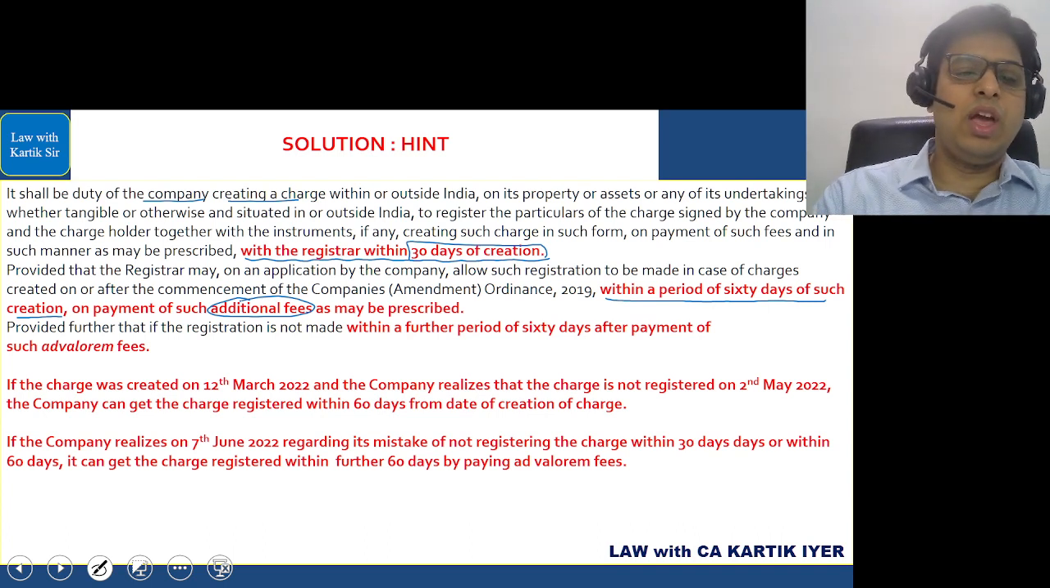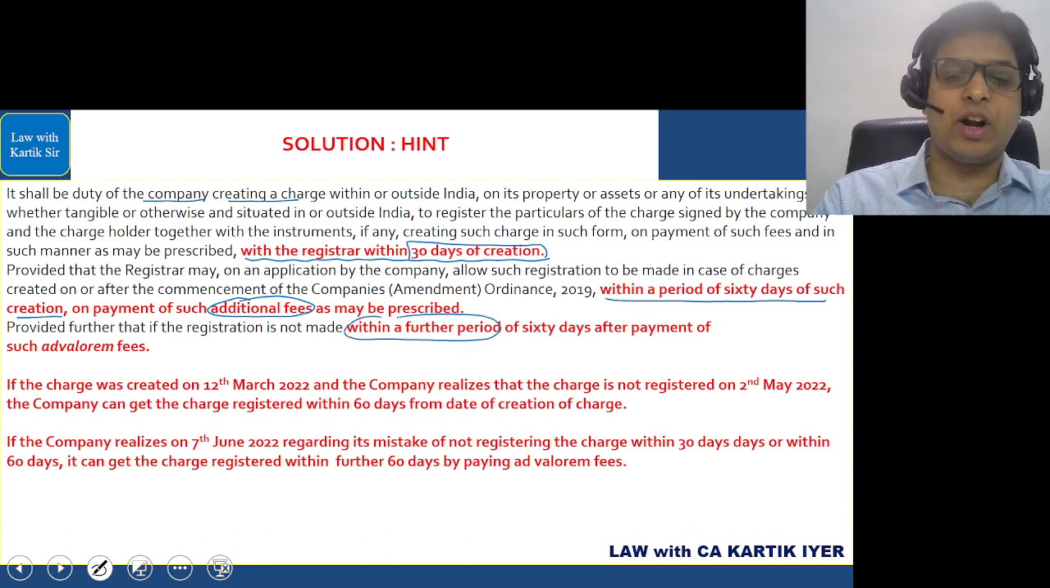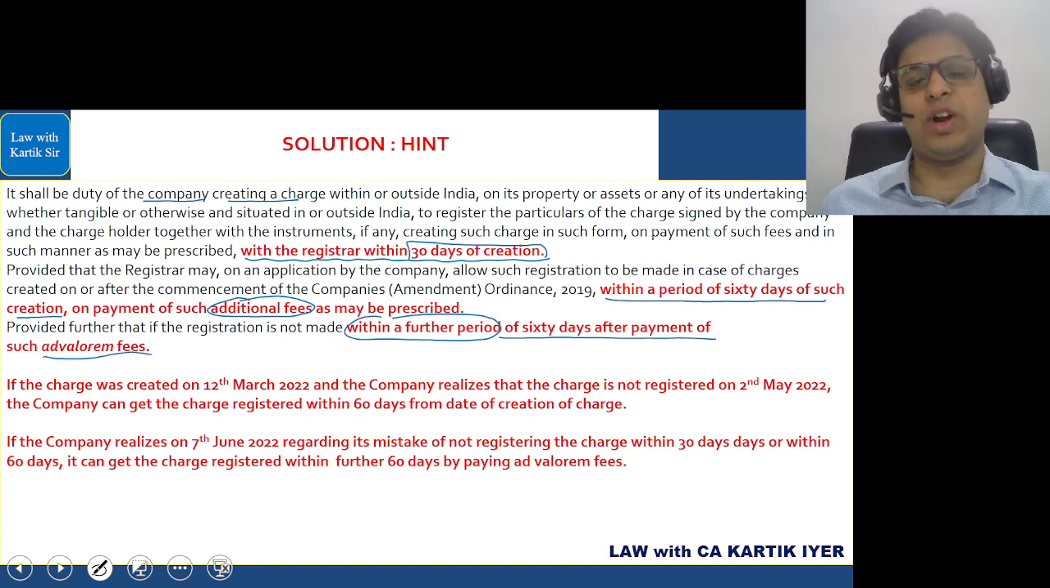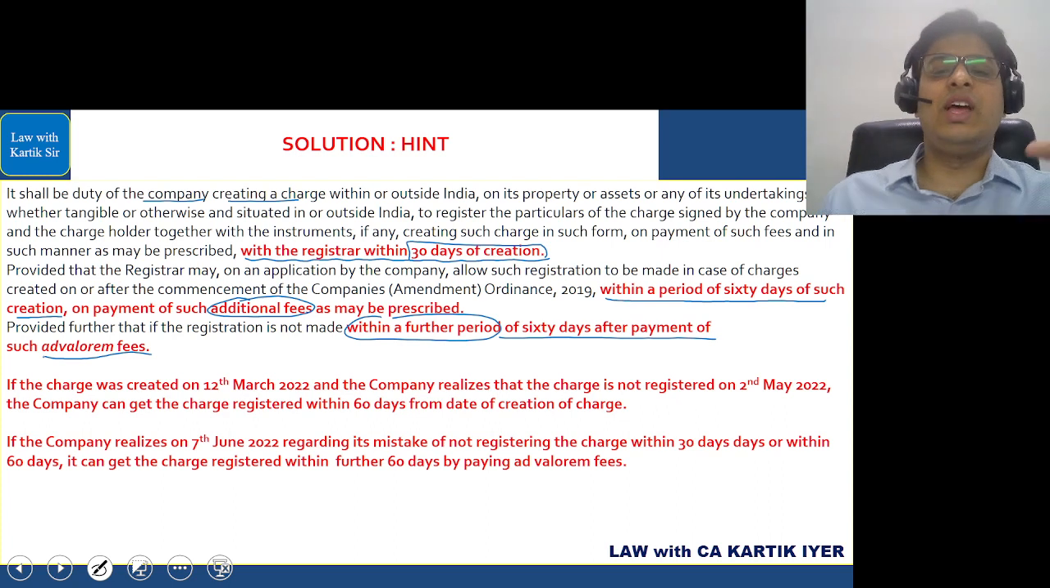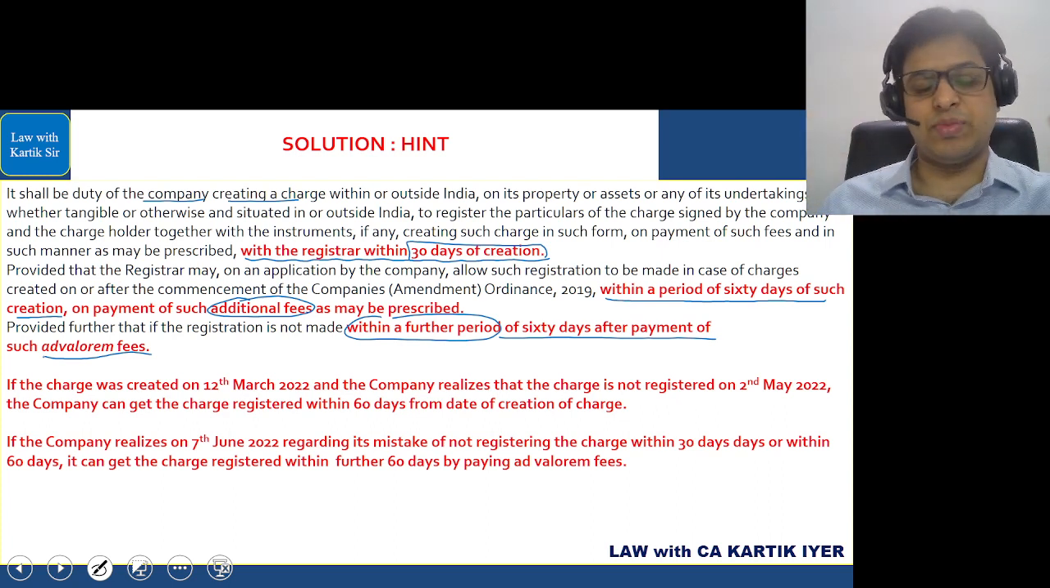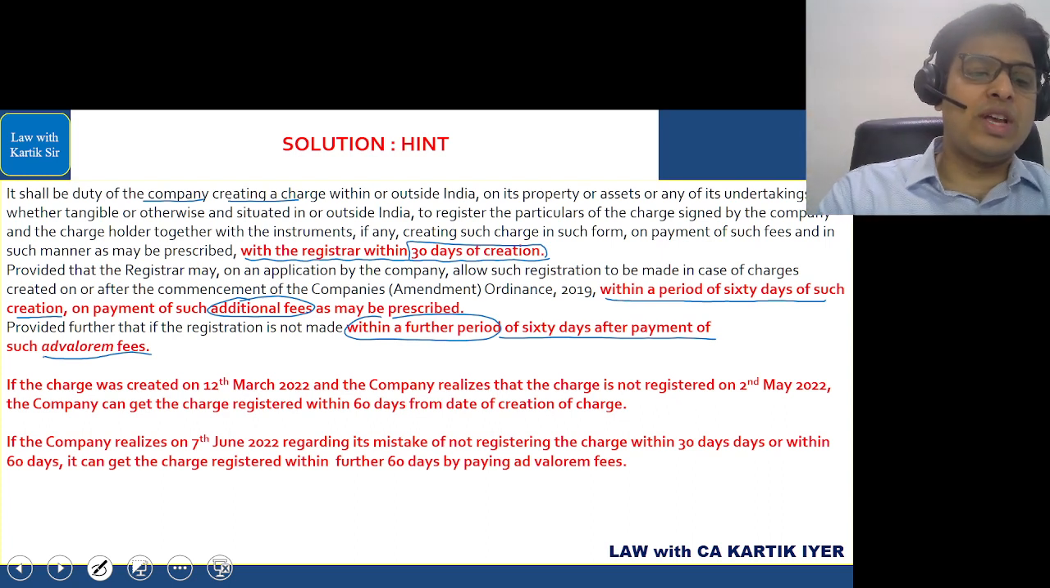Correct? If it is not registered in the 60 days also, then they have written here within a further period of 60 days after payment of ad valorem fees, which I've already explained to you many times in the class itself. It's a percentage of the asset. That will be the ad valorem fees. So here they are given the first question.